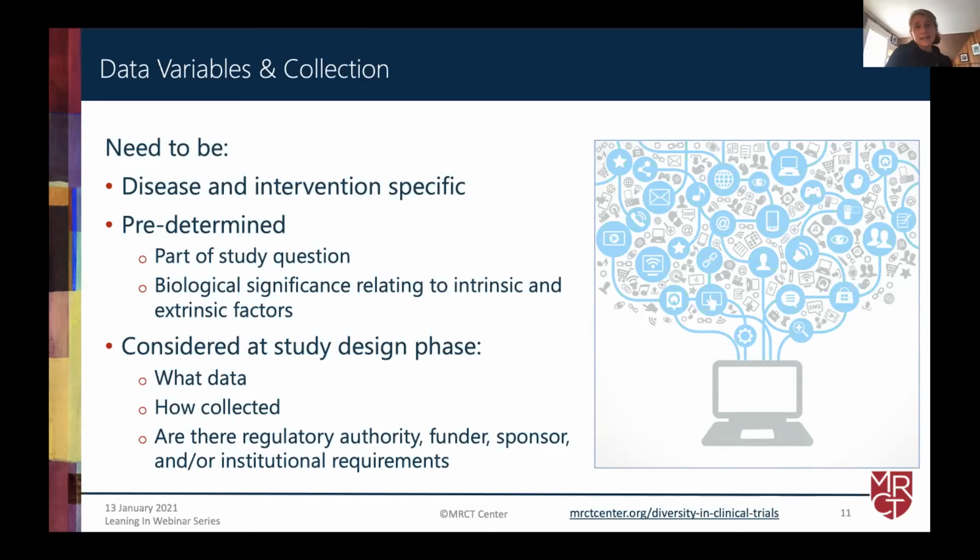And at study design, not only what specific data should be collected, but how the data should be collected should be considered, including everything from whether sites have adequate equipment, to whether participants will find the collection of data acceptable, even to whether there are country-specific limitations to what can be asked of participants. For example, you generally cannot ask for race in France. The study developers should be sensitive and aware of any regulatory authority, funder, or sponsor, or institutional requirements.